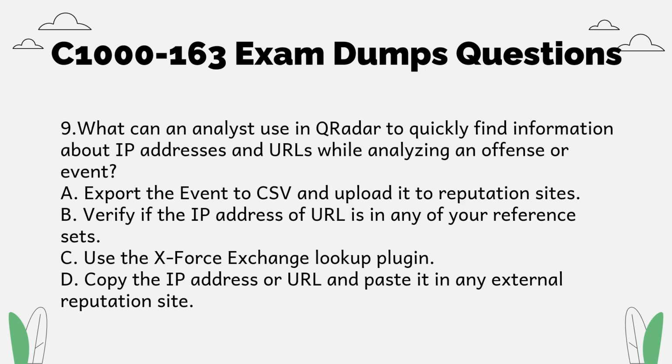9. What can an analyst use in QRadar to quickly find information about IP addresses and URLs while analyzing an offense or event? A. Export the event to CSV and upload it to reputation sites. B. Verify if the IP address or URL is in any of your reference sets. C. Use the X-Force Exchange Lookup plugin. D. Copy the IP address or URL and paste it in any external reputation site.